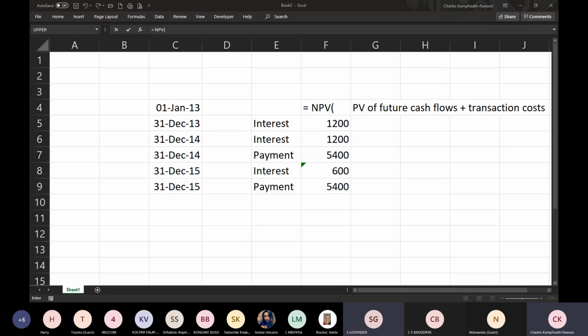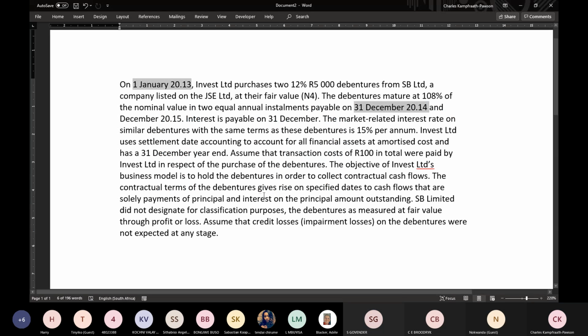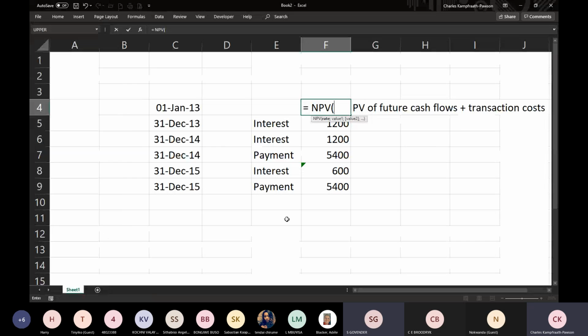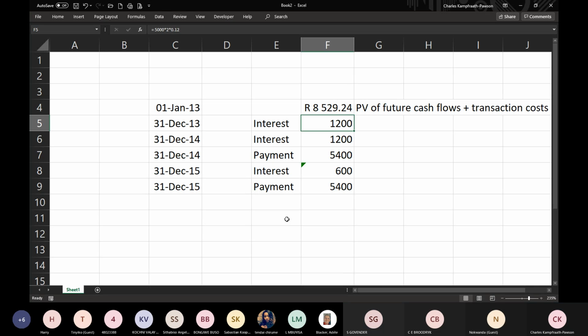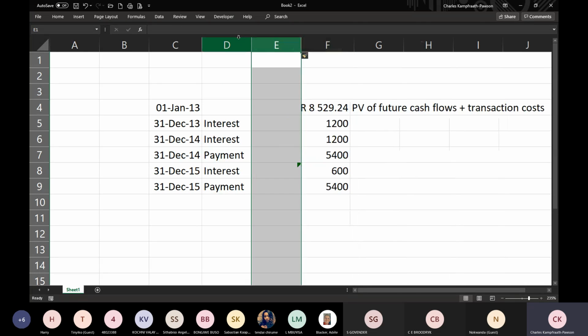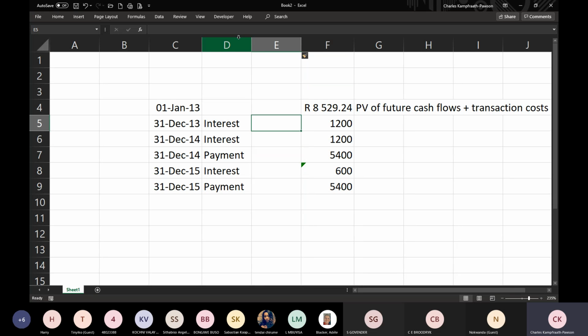Hold on, sorry, I'm just looking at the question. Remember they say the market-related interest rate on similar debentures, 15, sorry, 15%. So 0.15. I just want to delete some of the periods because my calculator will include the various lines. So for the 2013 year, it was 1,200.